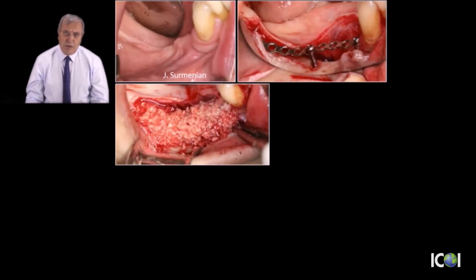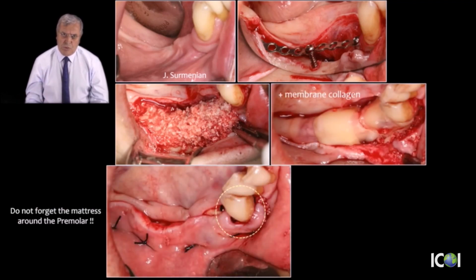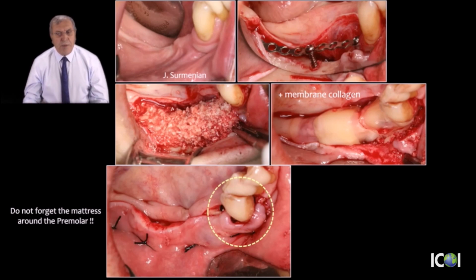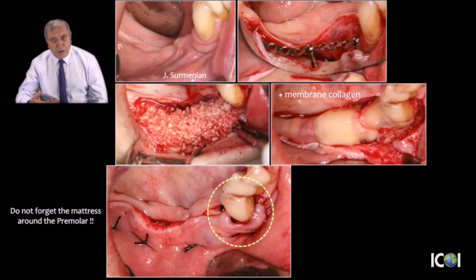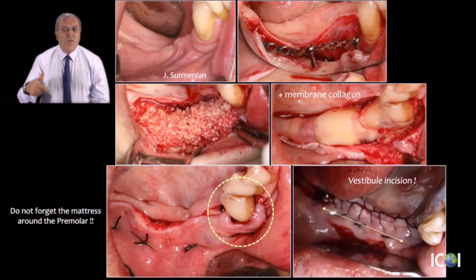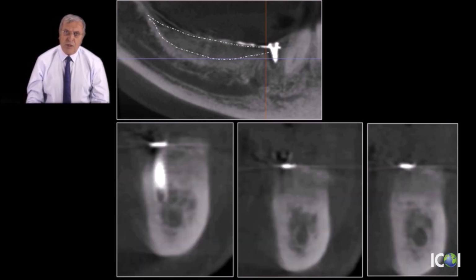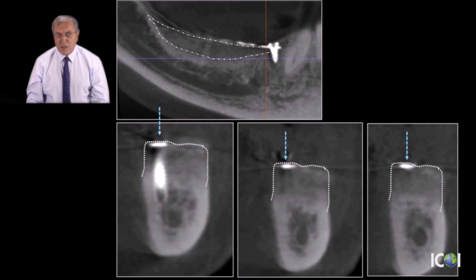Vertical is the same concept. Just organize a space without pressure of the soft tissue. Sutures, apical, mandatory. Don't forget to make an apical mattress around the premolar because there's a huge tension in this area. Sometimes we need to cut the mucosa in order to release more the tension. You remember the over release. We release always more than necessary. And then you see the full space is filled by bone. This is a true vertical augmentation with a simple mesh.